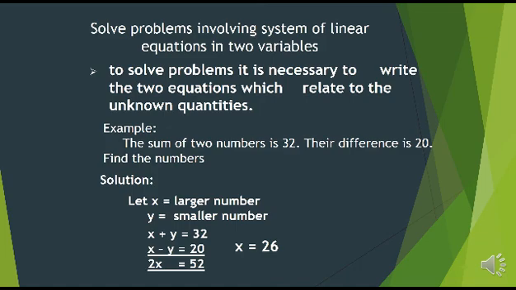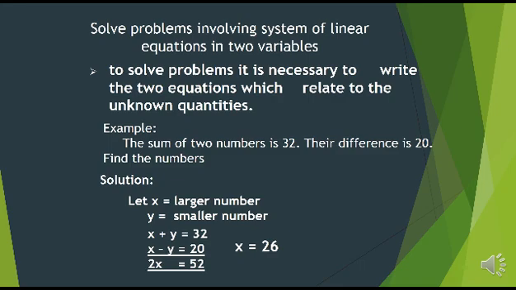What variable are we going to eliminate here? Since y has different signs, we can cancel it automatically. And then x plus x is equal to 2x equals 52. And the value of x is equal to 26.